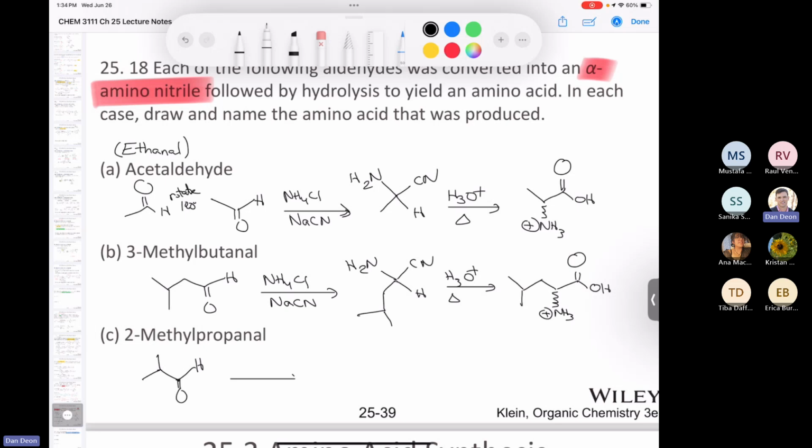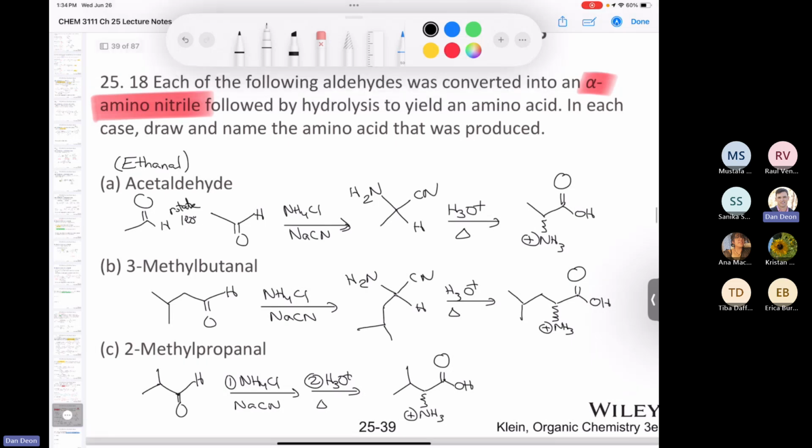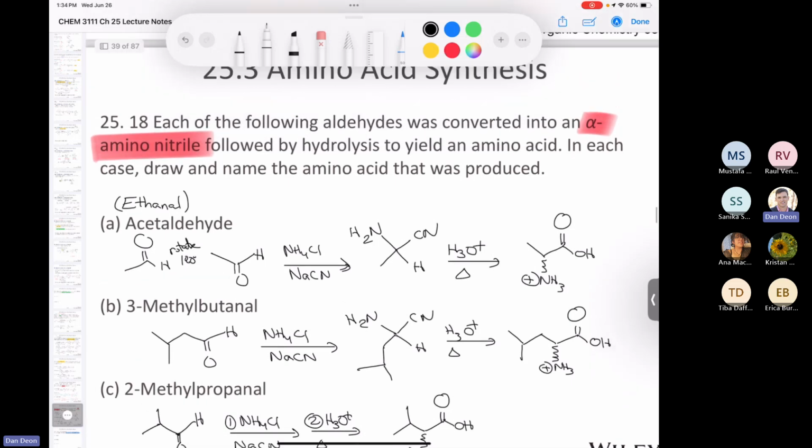And so after the 2 steps, step 1 is going to be ammonium chloride and sodium cyanide. Step 2 is going to be H3O plus and heat, and that is going to give you valine. So you're going to end up with your protonated amine, your carboxyl group, and there you go. All right, so that's a little bit of the Strecker synthesis. Again, this is Strecker.